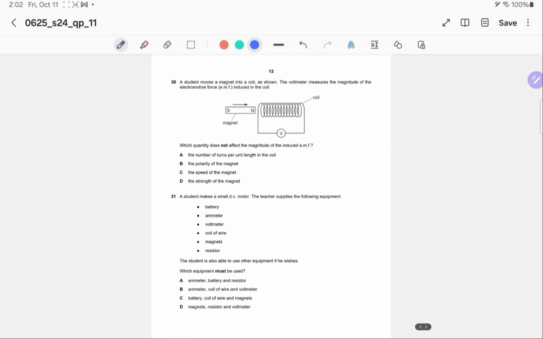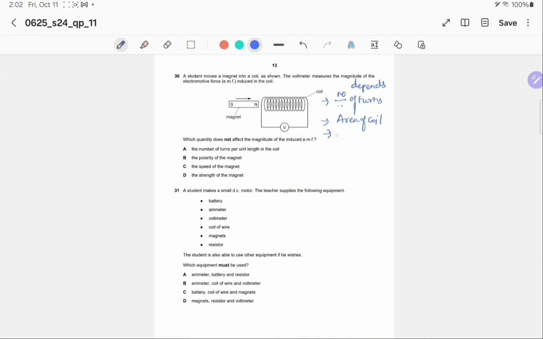Next question, 30th. A student moves a magnet into a coil as shown. The voltmeter measures the magnitude of the EMF induced in the coil. Which quantity does not affect the magnitude of the induced EMF? Before that, the magnitude of induced EMF depends on the number of turns, then the area of the coil, and how fast the magnet moves.